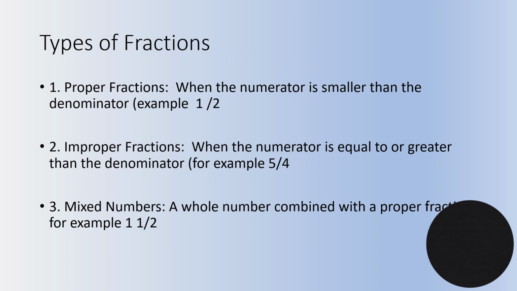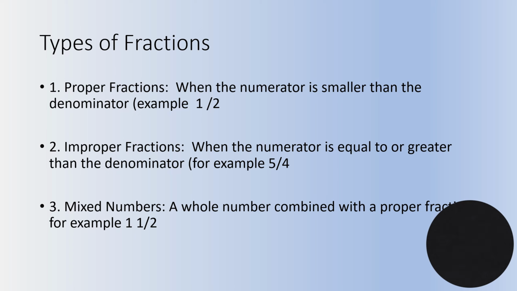There are three types of fractions. The first one is the proper fraction, when the numerator is smaller than the denominator, for example, a half, 1/2. The second one is the improper fraction, when the numerator is equal to or greater than the denominator, for example, 5/4. You can realize that the 5 is bigger than the 4, and the 5 is the numerator and the 4 is the denominator. So that's an improper fraction.